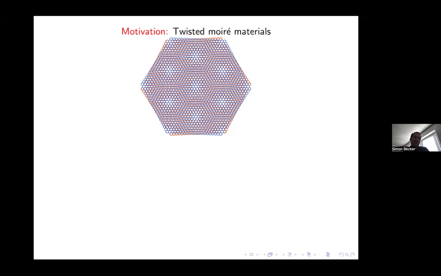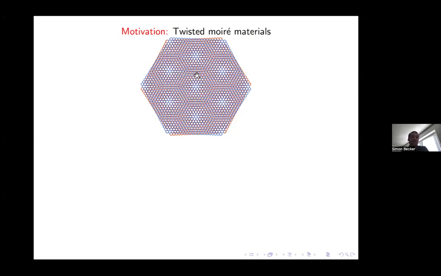But how it started is really that people looked at two sheets of graphene and slightly twisted them against each other. You see this red lattice here, this is one honeycomb lattice, and then you see the blue lattice here, and these are both graphene sheets, but they are twisted against each other. That's the basic effect. And what that does is that it gives you this large honeycomb structure that you see here, and this is called the moire pattern.